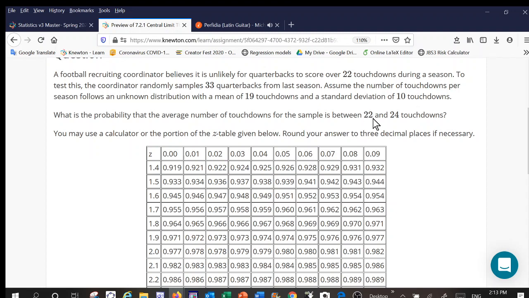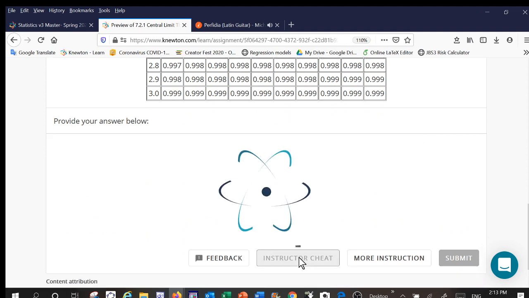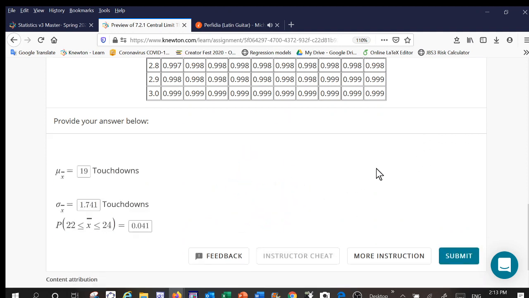Now assume the number of touchdowns per season follows an unknown distribution with a mean of 19 and a standard deviation of 10. What is the probability that the average number of touchdowns for the sample is between 22 and 24? You may use a calculator or a portion of them. We're going to use a calculator. So we have to find the probability. Let's see how we go about doing that.